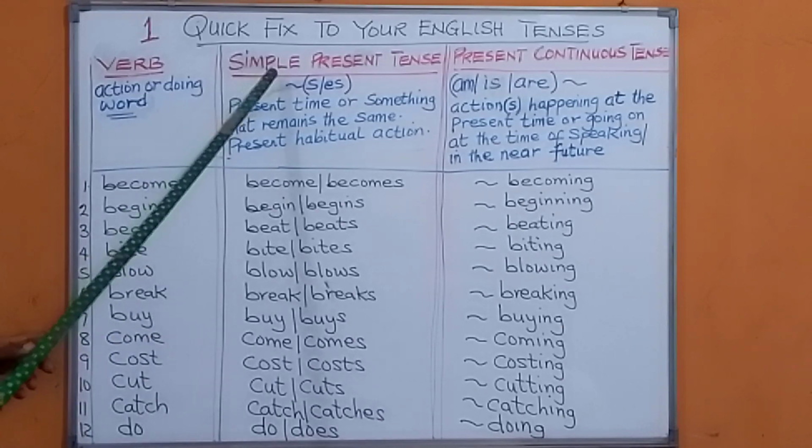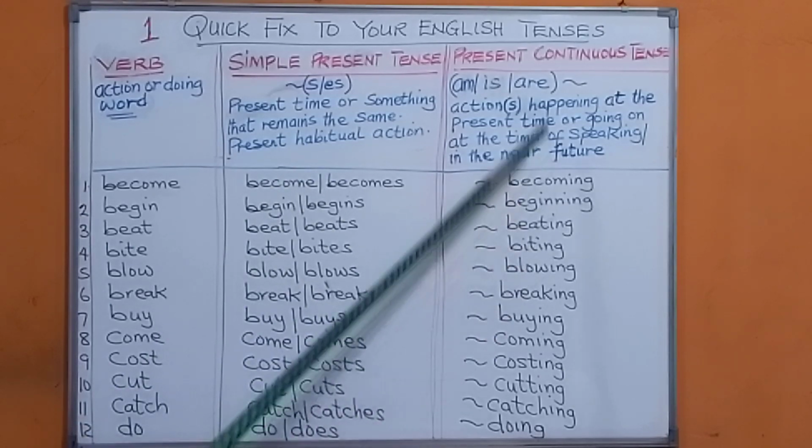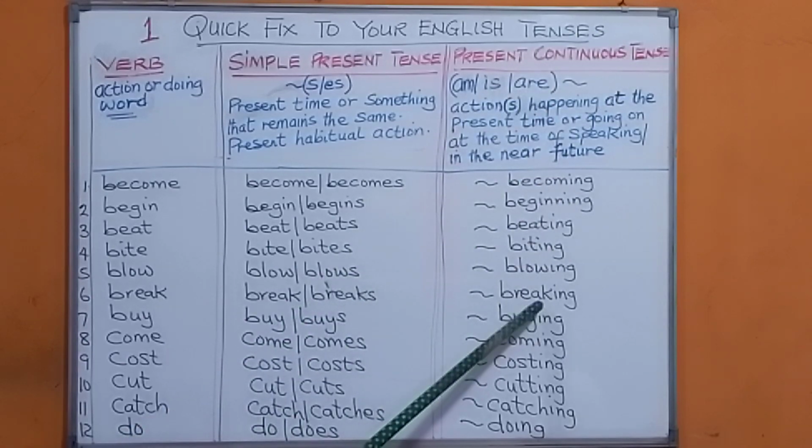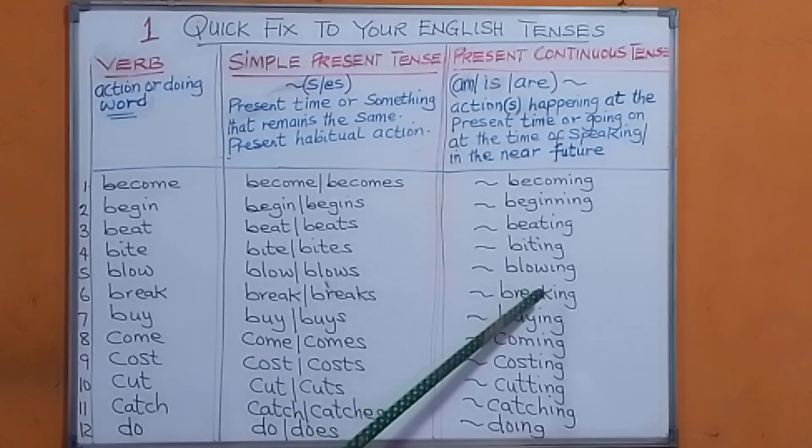Break. Present simple. If it's many, break. We break the door. If it's one, she breaks the door. Now, if you use present continuous, you say breaking. I am breaking the door. He is breaking the door. We are breaking the door.